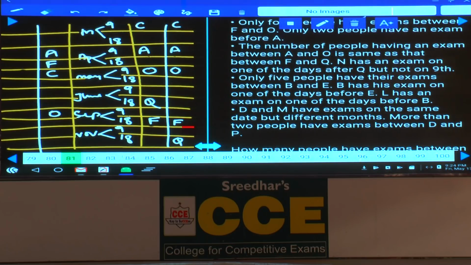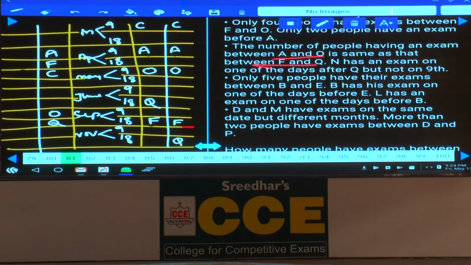Then coming to the second case, in between A and O, tell me how many persons are there? 1, 2, 3, 4, 5. Between A and O there are 5 persons, hence between F and Q also there must be 5 persons, hence Q must be here. Done with this? And next one, A and Q is same as F and Q.